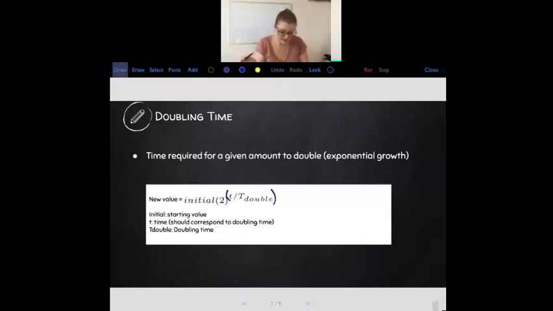So initial is the starting value, t is the time that we're given, and it should correspond to doubling time, and t double is the time it takes to double. What I mean is that little t should correspond to the doubling time. Let's say the doubling time is in days, the time that we're counting should be in days. Or if the doubling time is in years, the time that we're counting should be in years.